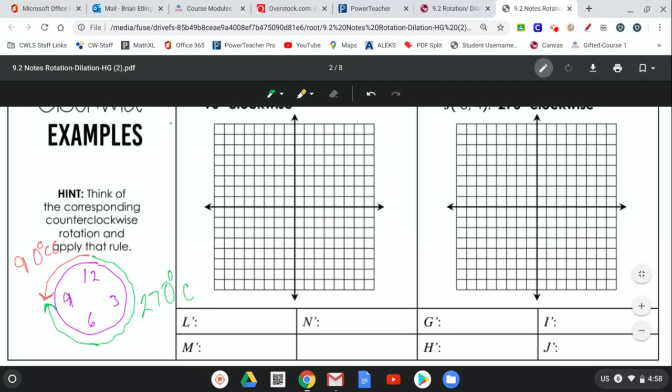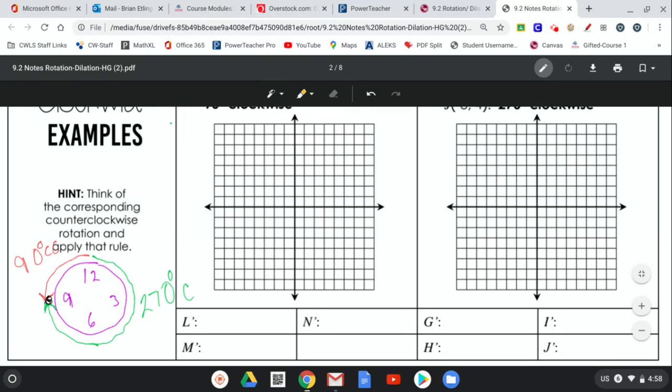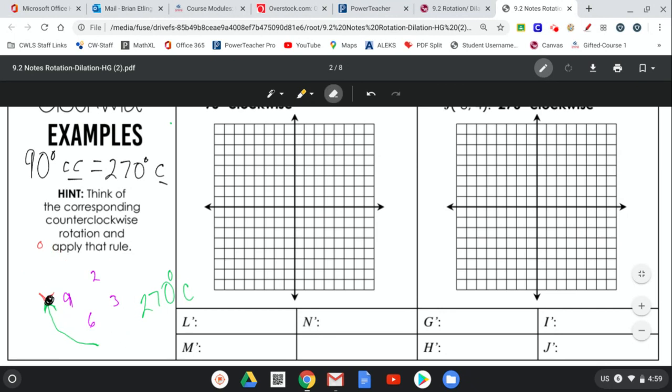So do you guys see how 90 degrees counterclockwise and 270 degrees clockwise, they meet up at the same spot? So that's where it'd be nice to have: 90 degrees counterclockwise is the same thing as 270 degrees clockwise. Again, CC for counterclockwise, C for clockwise. Okay. All right, guys. So it's the same thing if you're thinking about it.